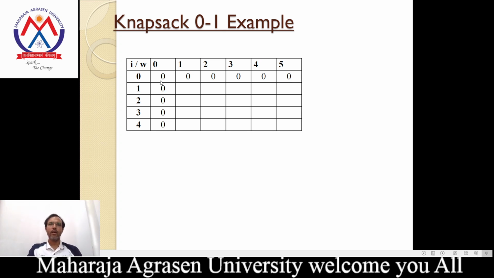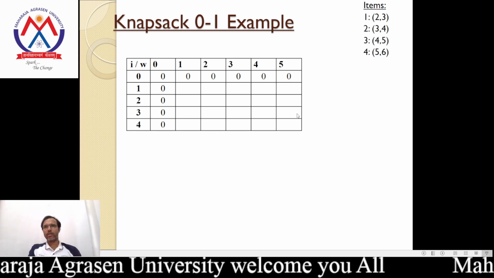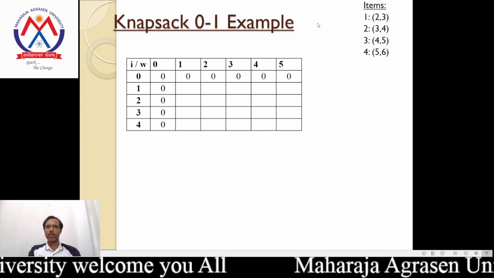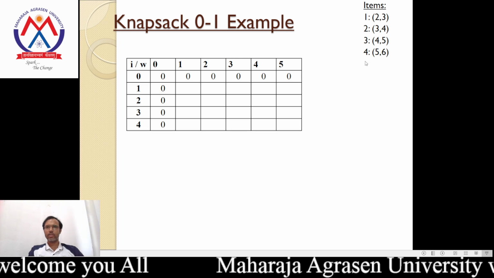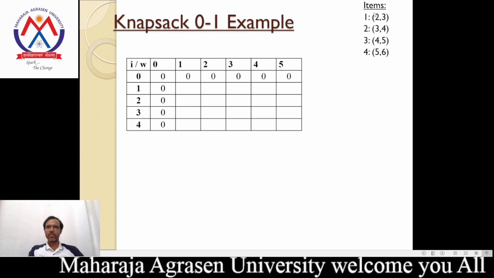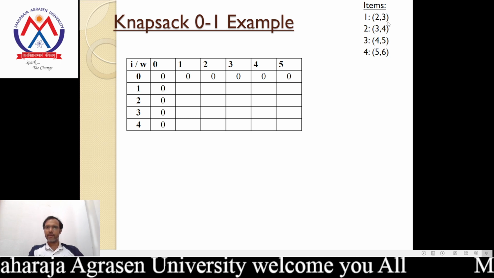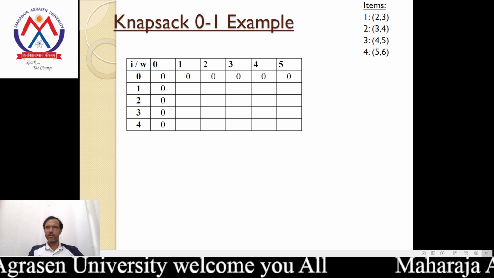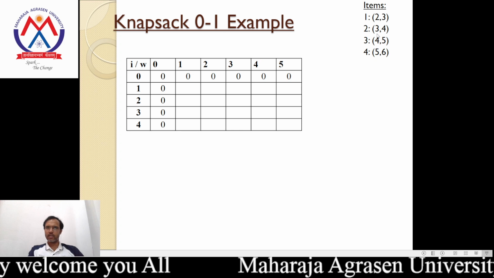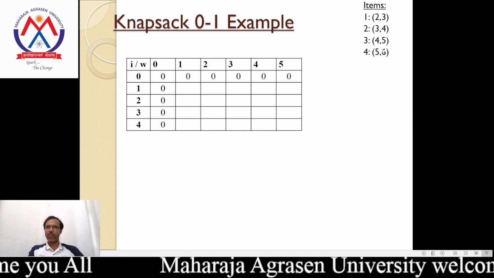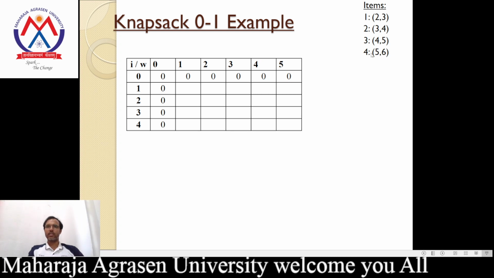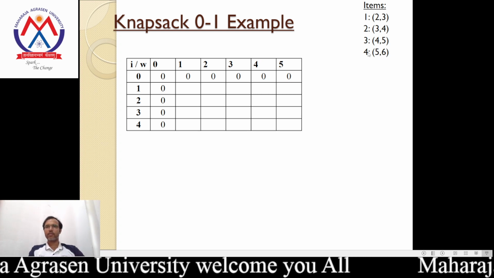Okay, now start with the first one. These are the items we have selected. Why have we considered these items? Because we have 1, 2, 3 and 4 items in total, and according to the items these are the weights, and according to the weights the profit, that is the value, will be there. The second item has weight 3 kg and value 4. The third item has weight 4 and profit 5, and the fourth item has weight 5 and value 6. We have divided the values according to the weights we have.